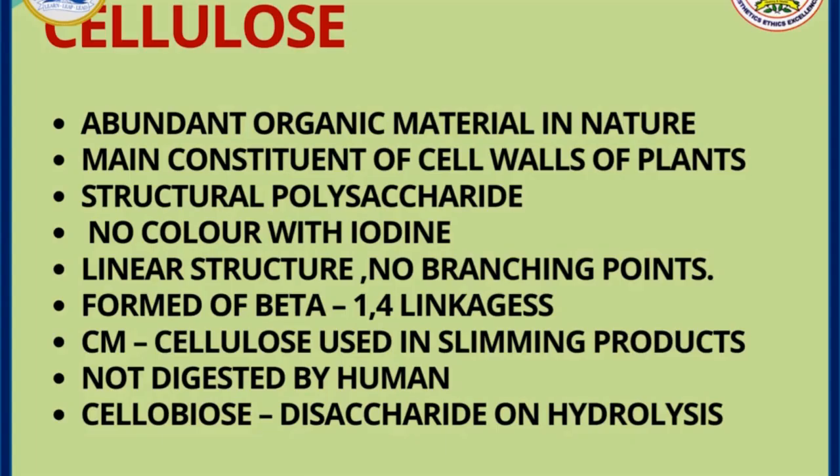Cellulose is a structural polysaccharide which constitutes the main constituent of cell walls of plants. Structure-wise, it is linear, that is, no branch points are observed, and it is formed of 1,4 linkages, all of beta configuration. It is a homopolysaccharide of glucose. It is not digested by humans. Because it is not digested, it forms the fiber in our diet.